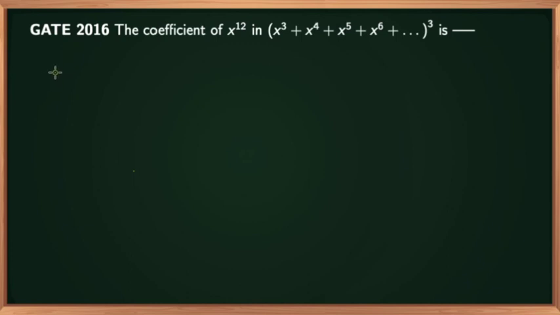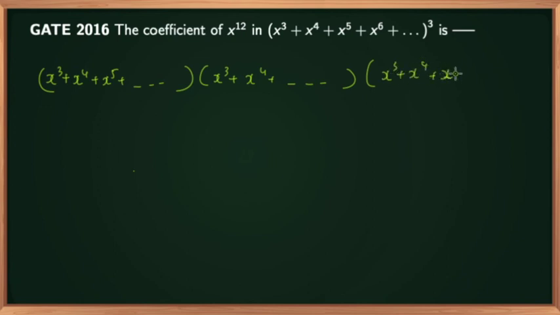Let us first check the equation in a different way. Let us assume x cube plus x raised to 4 plus x raised to 5 plus etc. This is multiplied 3 times. That is the meaning of cube, right? So I consider x cube plus x raised to 4 plus etc. into x cube plus x raised to 4 plus x raised to 5 plus etc. Okay. Now we are asked about the coefficient of x raised to 12.